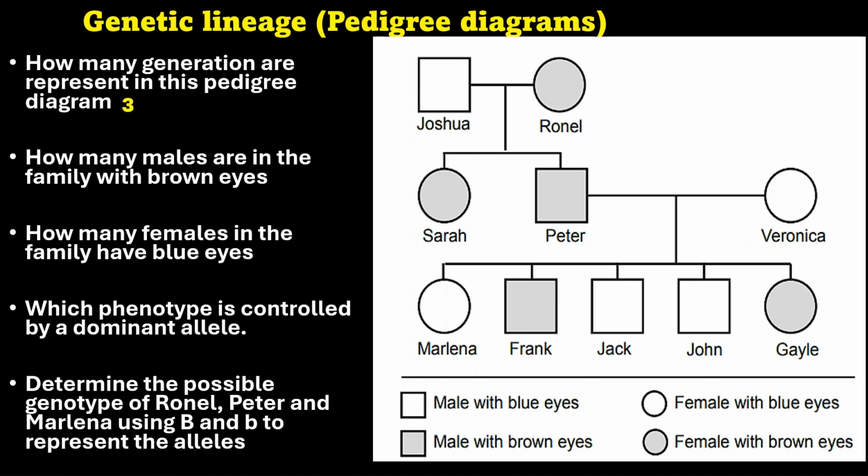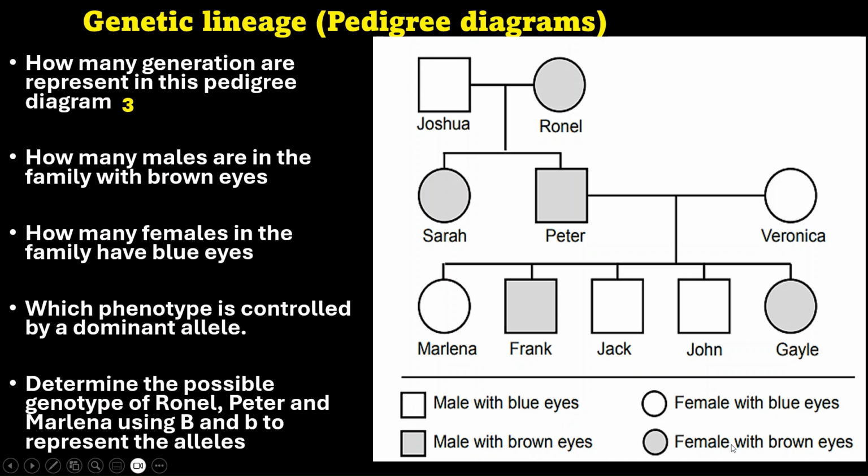How many males are in the family with brown eyes? So you have to go to the key. Males with blue eyes are white boxes. The gray represents males with brown eyes. The white circle represents females with blue eyes. Then the gray circle represents females with brown eyes.